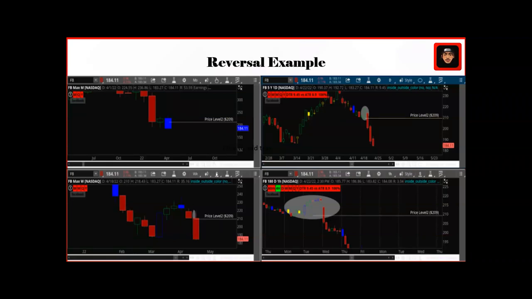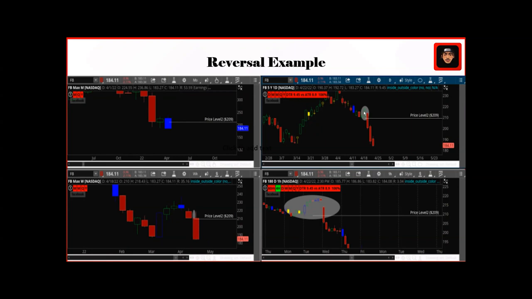So right here, this is kind of blurry, I want to say. I don't know if you can see it as well as I can. But as you can see right here, price is a reversal back into time frame continuity. You see this green candle right here, which is a bullish candle on the daily chart. At this point, the month and week were red, as well as the year and the quarter. The day was green, just like I talked about before.